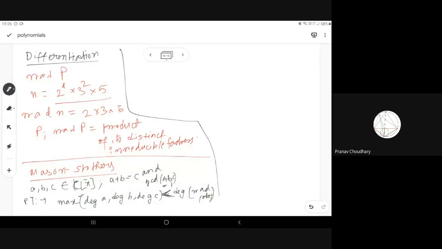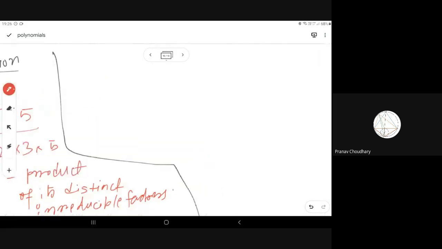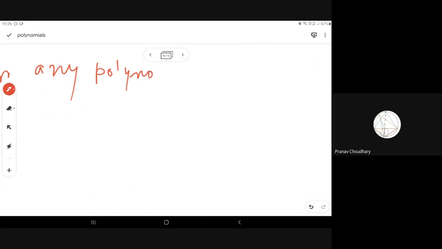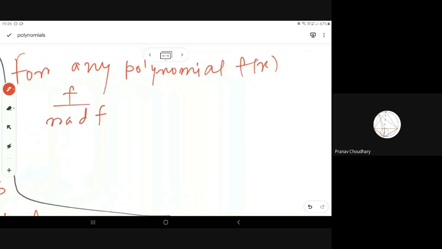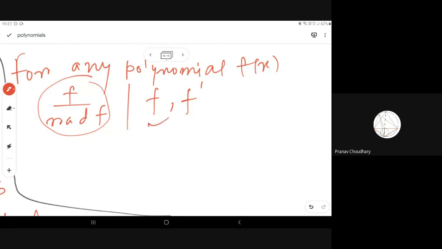First of all, we will notice that for any polynomial f of x, f by rad f must divide the GCD of f and f dash, where f dash is the derivative of f. You can just prove it for yourself. If f does not have any repeated factors, then it's just a constant polynomial, and a constant obviously divides anything. And if it has repeated roots, then it still divides f. If alpha is a repeated root of f, then x minus alpha is a factor, and in that case f dash of alpha must also be zero because it's well known.